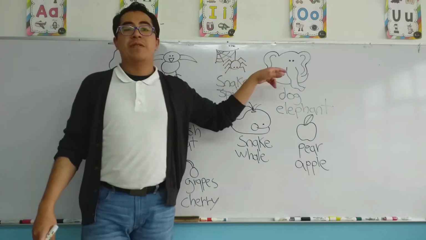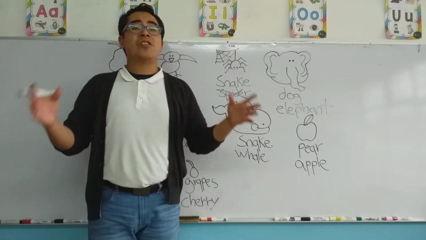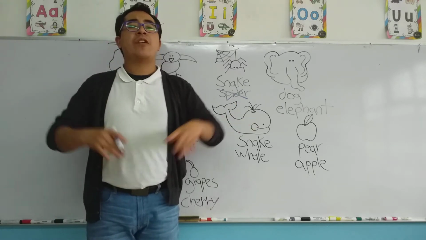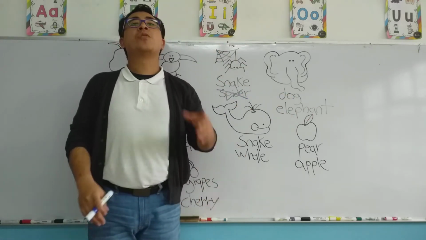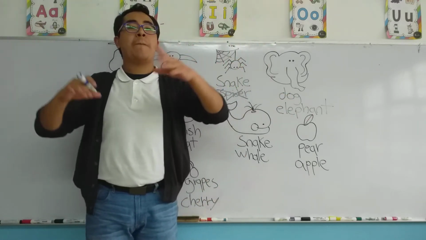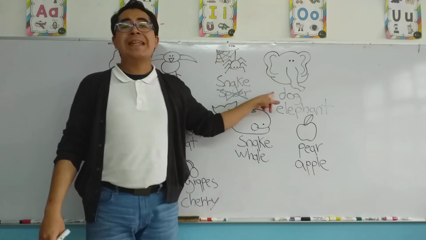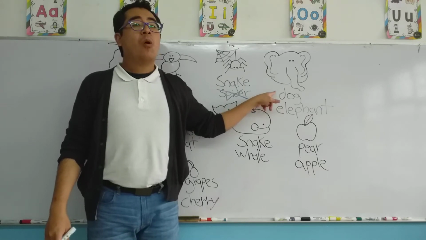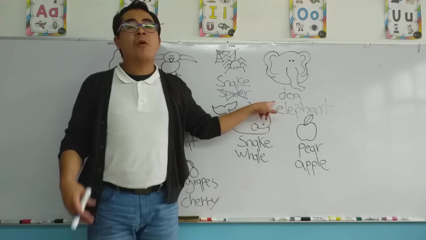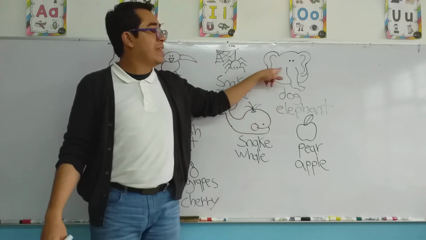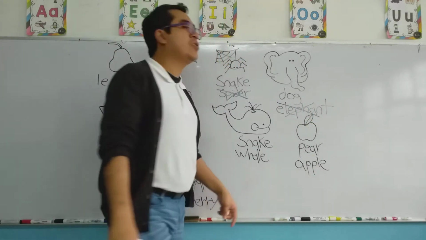Number 4, we have an animal of the zoo. Remember, animals of the zoo are all of those that are big and not dangerous. Recuerden que los animales del zoológico son todos esos que son grandes y no son peligrosos. So right here we have two options. On it says dog, under elephant. So it's pretty obvious that it's option 2. Elephant, the one that is under.